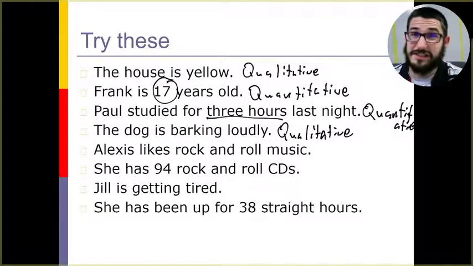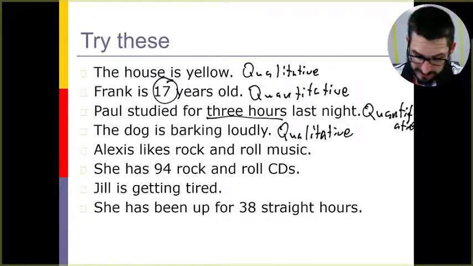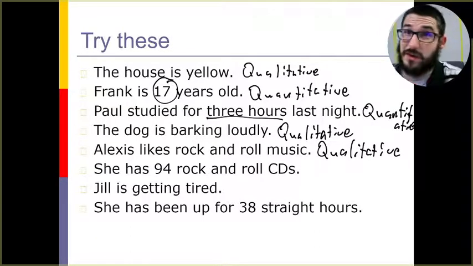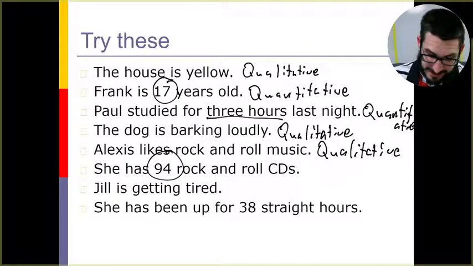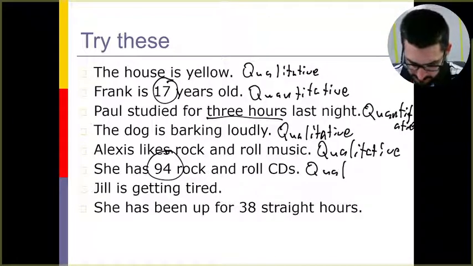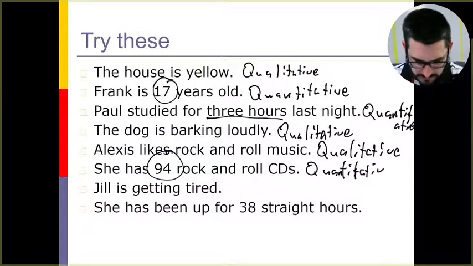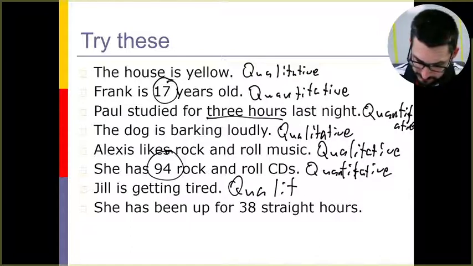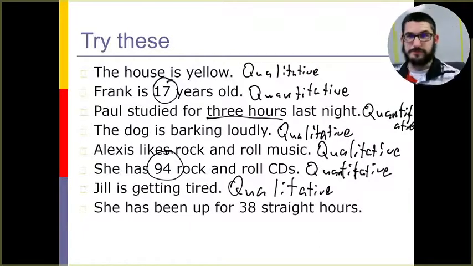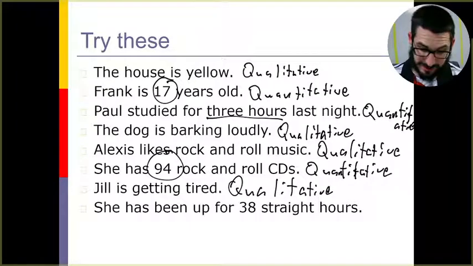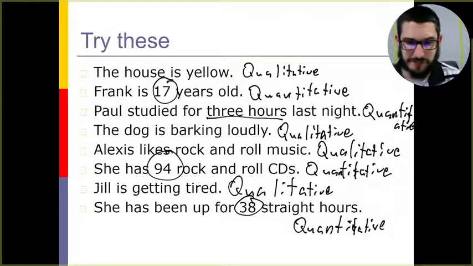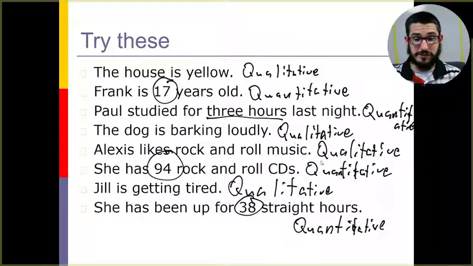Then Alexis likes rock and roll music. That is qualitative also. And she has 94 rock and roll CDs. That's got a numerical value, so quantitative. Jill is getting tired, qualitative, because there's no numerical value. And has been sleeping for 38 straight hours. Numerical value, quantitative. If you missed any of those, definitely make note of that and see if you can ask me questions about that in class.